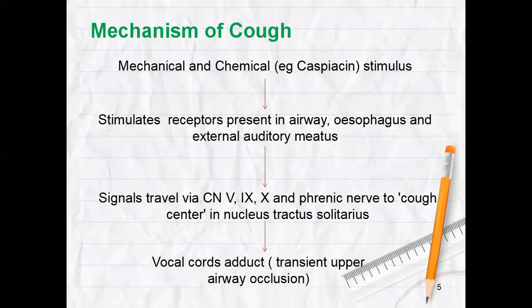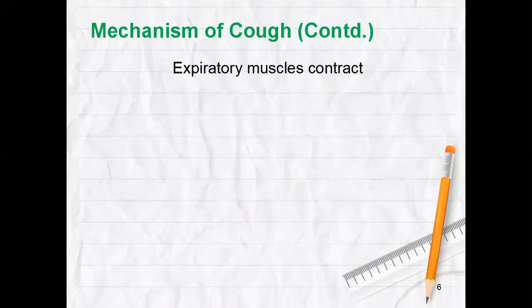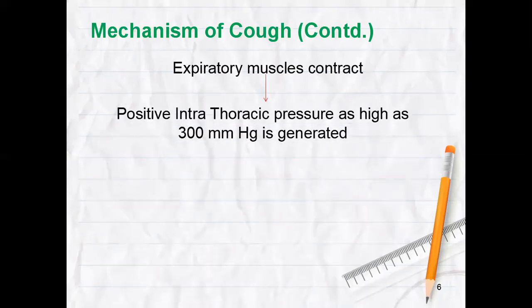Once the impulse reaches this reflex center, the vocal cords adduct. After the adduction of the vocal cords, that will lead to the occlusion of the upper airway. Once the upper airway is closed transiently, all the expiratory muscles contract. Once the expiratory muscles start contracting, a pressure is built up in the thoracic cavity. This positive intrathoracic pressure can be as high as up to 300 millimeters of mercury.